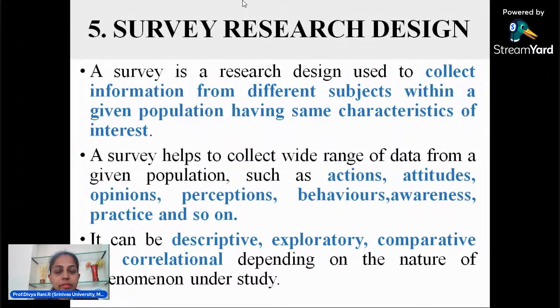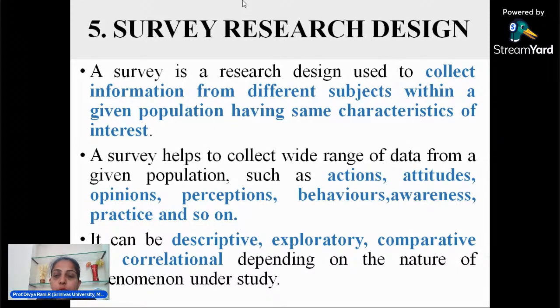Next is the survey research design. In a survey, what we do is collect information from different subjects within a given population having some similar characteristics. Such data collection is called a survey research design.